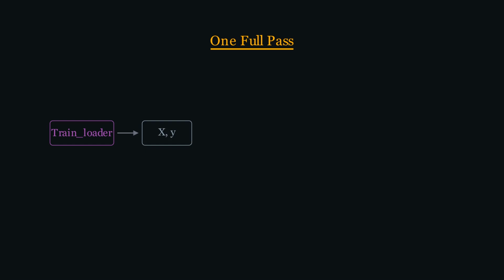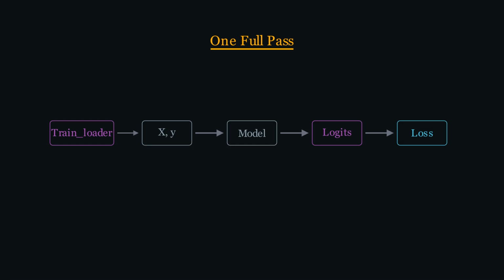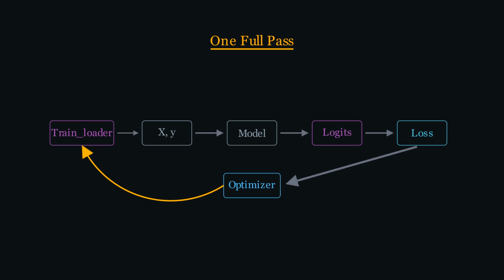Train loader hands the loop a batch, which unpacks into X and Y. Model turns X into logits. Loss compares logits to Y and produces one number. Optimizer uses that number to nudge every parameter, and the whole loop repeats for the next batch.